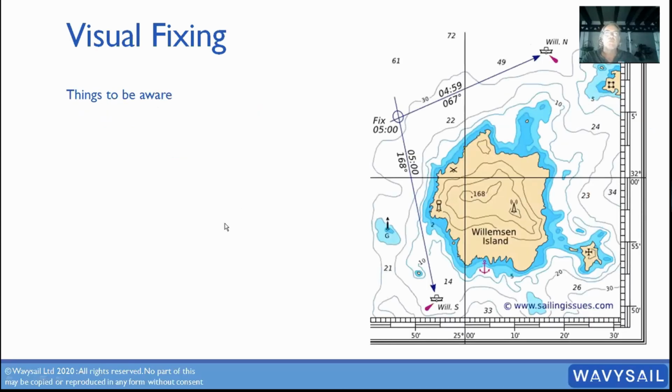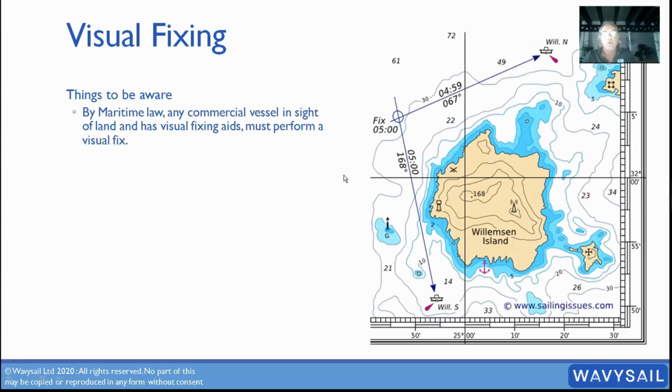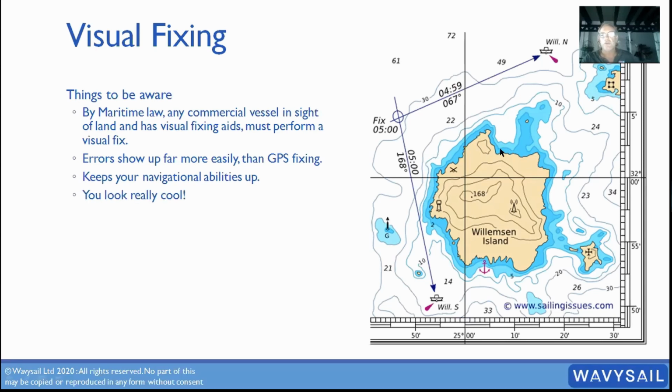Okay, when visual fixing, things to be aware. By maritime law, any commercial vessel in sight of land must perform a visual fix. In other words, they're going to use a hand bearing compass and a piece of paper, and they're going to get their fix from that rather than just looking at a GPS. The reason being is the chances of error are far, far slimmer. Errors show up far more easily than on a GPS. Why is that? Keeps your navigational ability up, but when you're doing it on board, you also look super cool.